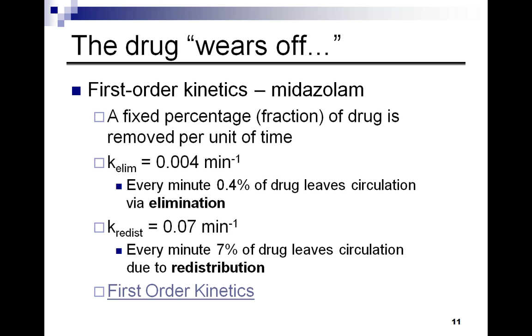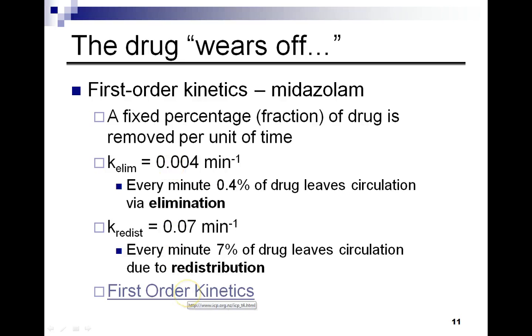What does this mean? Well, very simply, it means that every minute, 0.4% of the drug leaves the circulation by elimination. We also have a redistribution rate constant of 0.07 per minute for midazolam, which means that every minute, 7% of the drug leaves the circulation due to redistribution. So we see that redistribution, by a factor of 10, is a much more significant process compared to elimination.